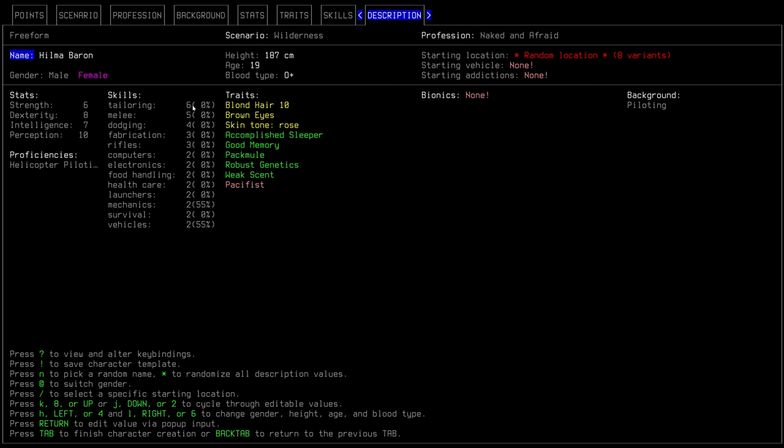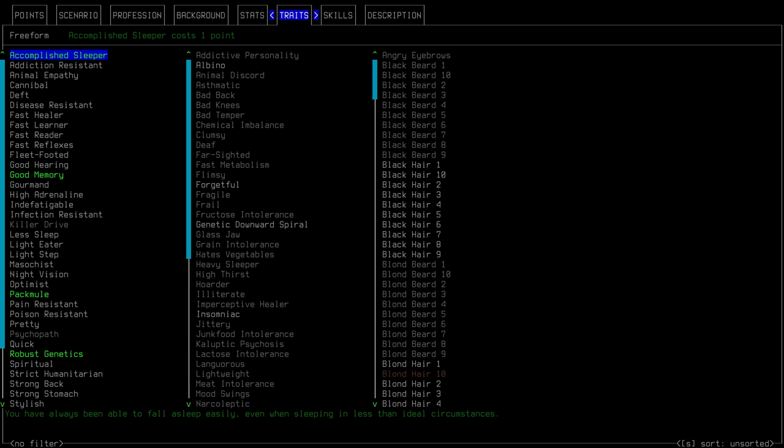Now, just so that we don't have to go over it in the next episode, we will jump in quickly and have a look at these traits and see exactly what they are going to do for us. First of all, we have accomplished sleeper, which means that we have always been able to sleep easily, even in less than ideal circumstances, which in this case, I feel like could help us out quite a bit because sleeping is going to be very hard to do, especially if we are cold.